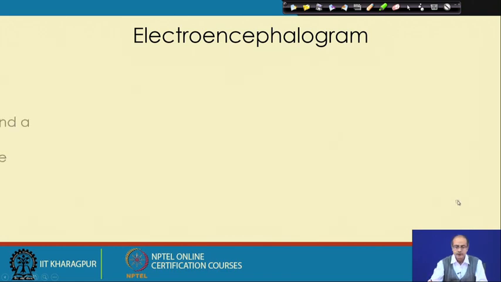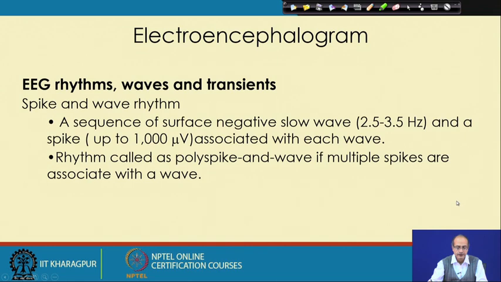Next, we get the spike and wave rhythm, a sequence of surface negative waves in the range of 2.5 to 3.5 hertz. However, the amplitude could be much bigger, up to 1000 microvolt. 1000 microvolt means about a millivolt.